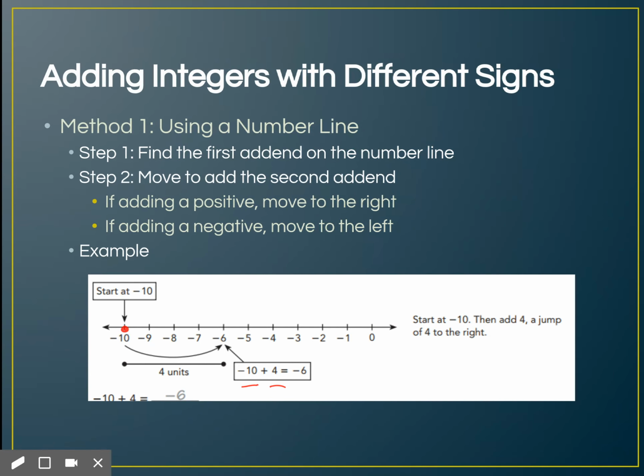And then step 2, we're moving to add the second addend. If positive, we go to the right. If negative, we go to the left. So I'm adding a positive 4. So you see they moved us 4 to the right, and we land on negative 6.